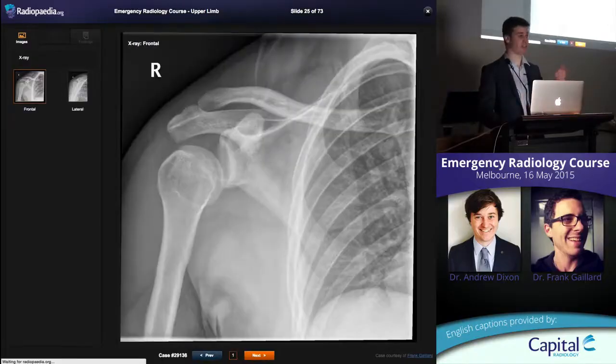A final one, just to show you that these are really hard. So this one doesn't look terrible, this joint, on the AP projection.